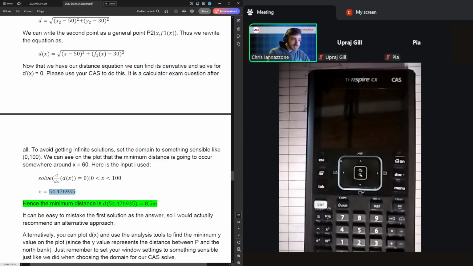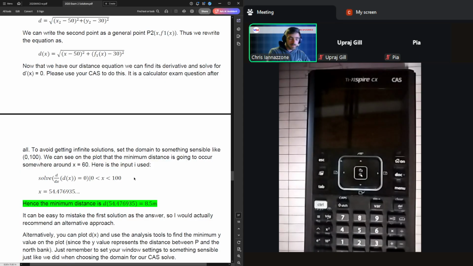Now it's going to give you an x value. That's the x coordinate for which there is a minimum. So you then plug that back into your distance equation to get the actual minimum distance at that spot. So that's one way of doing it.